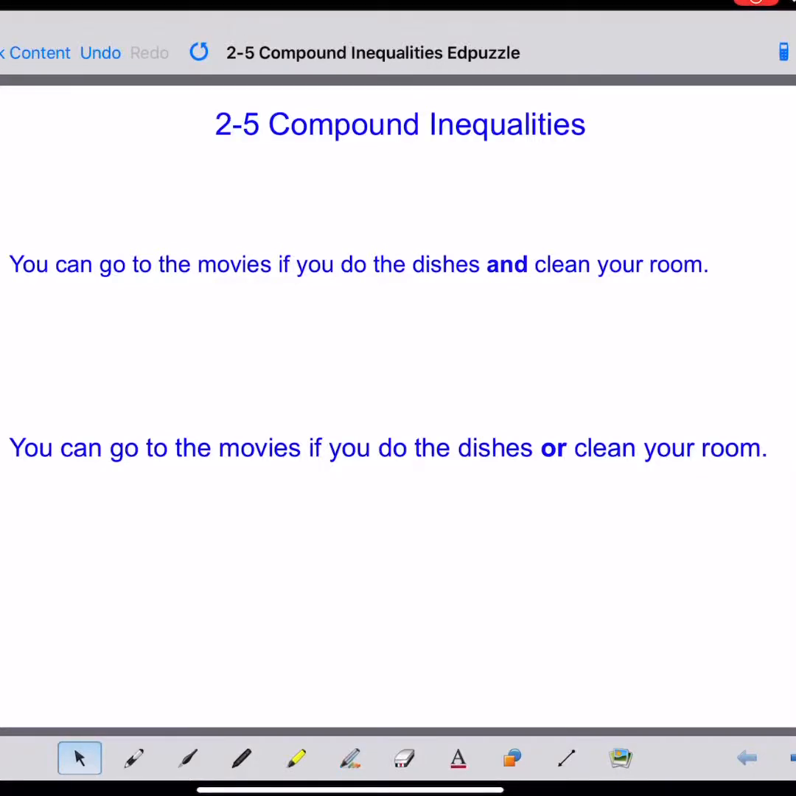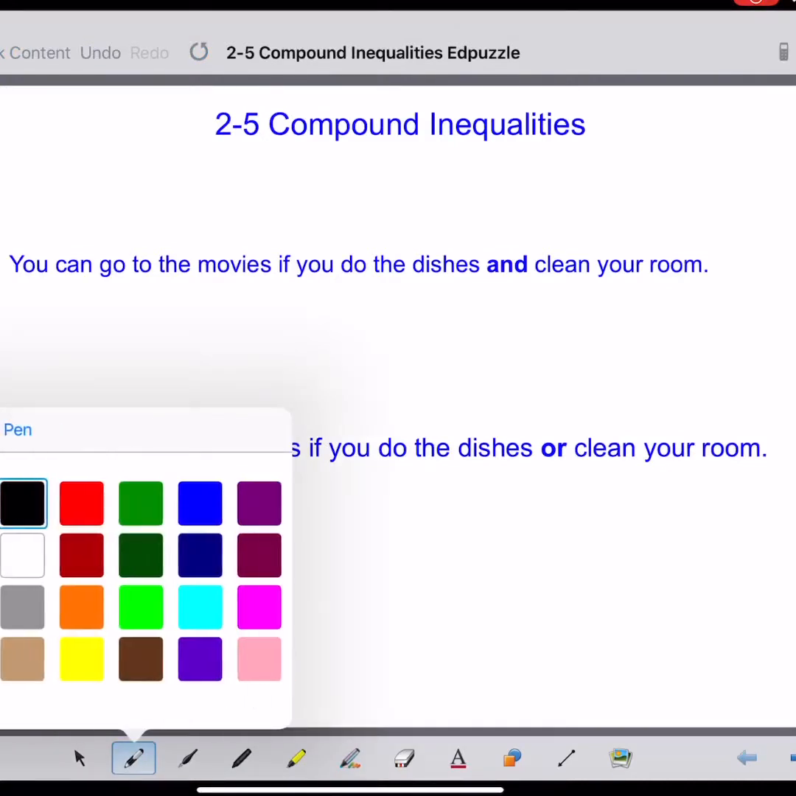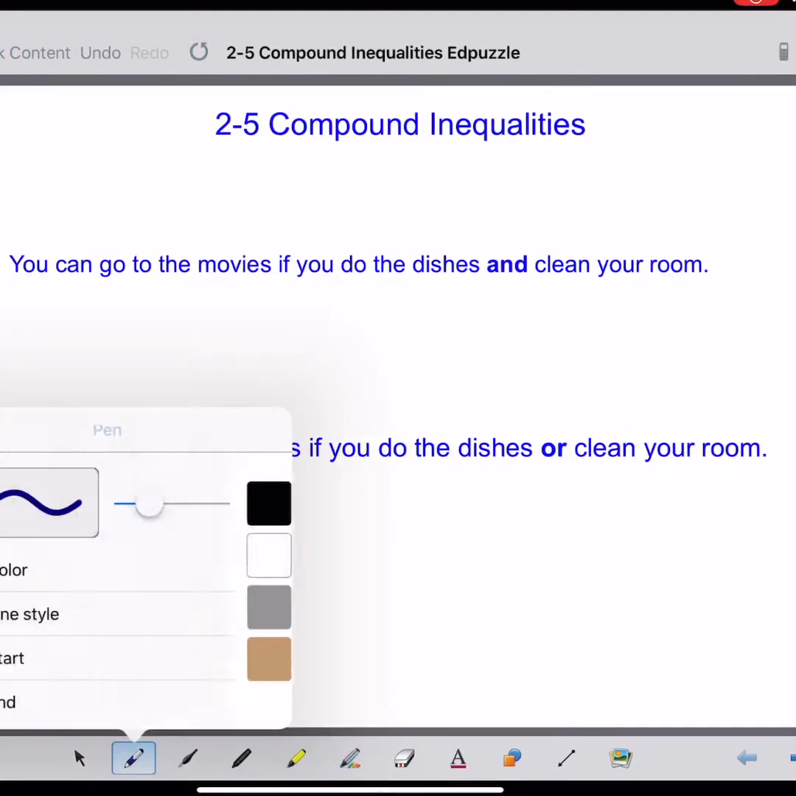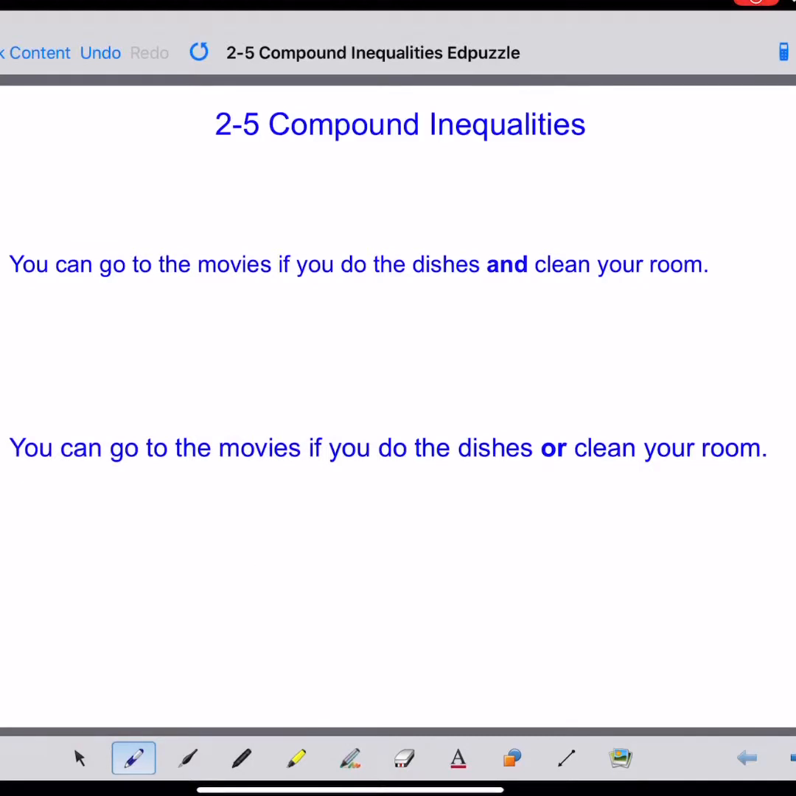This unit is going to cover compound inequalities. So you may have heard the word compound before in English class when you talk about compound sentences. Compound sentences are two sentences joined together by the words and or. For instance, maybe you want to go out to the movies, but your mom or dad have set some stipulations on you, and they said, you can go to the movies if you do the dishes and you clean your room. So how many tasks do you have to complete?